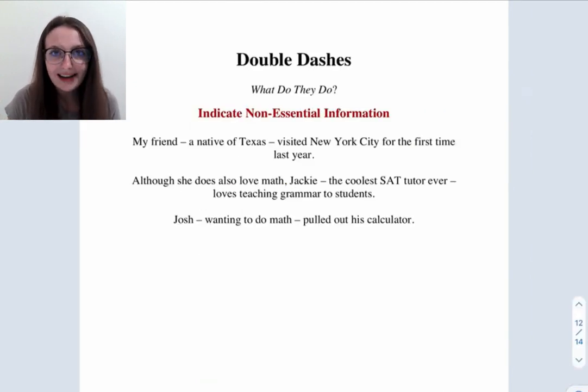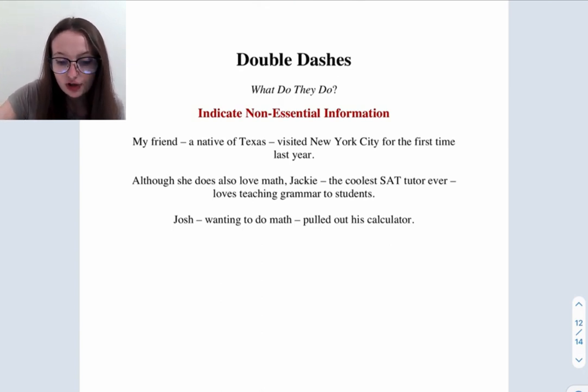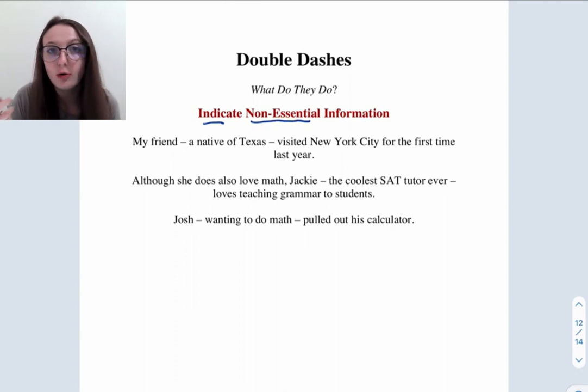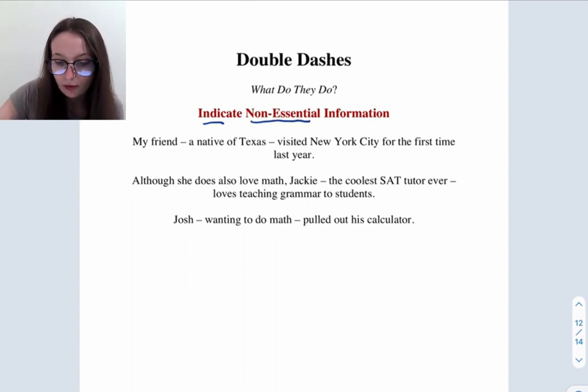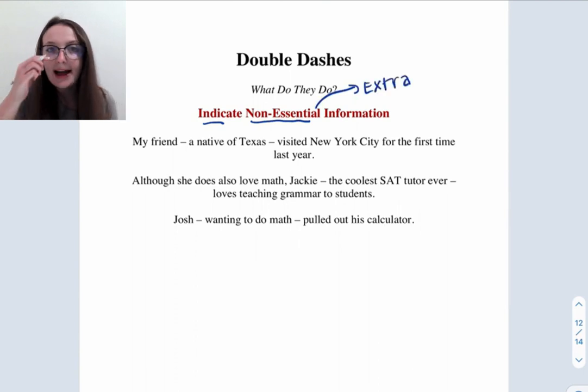And our last topic for today's video is going to be double dashes. So we've already talked about single, but now let's introduce double. So we use two dashes to show that information in the sentence is non-essential, or what I like to call extra. So by extra information, what we mean is the sentence would still survive and make grammatical sense, even if the information that's inside of the double dashes were removed.